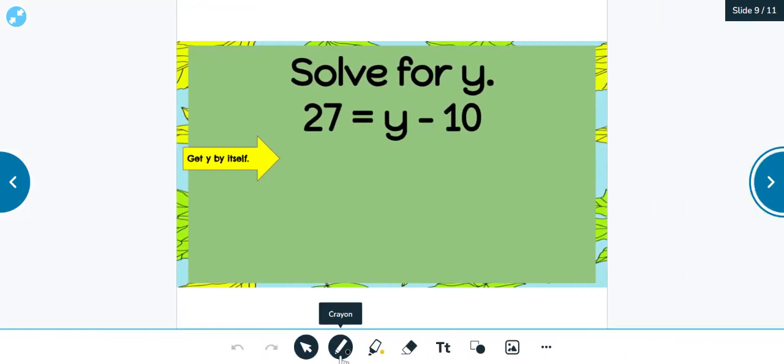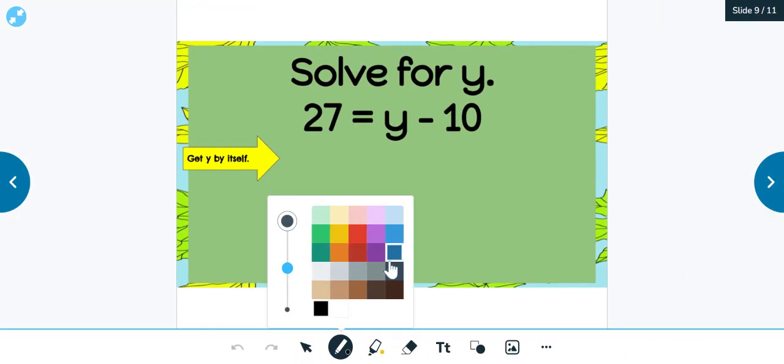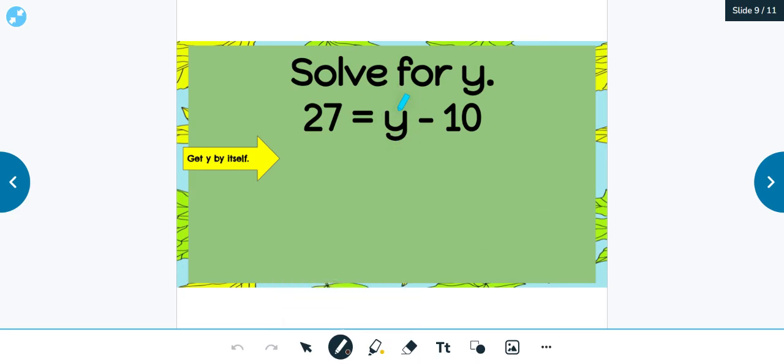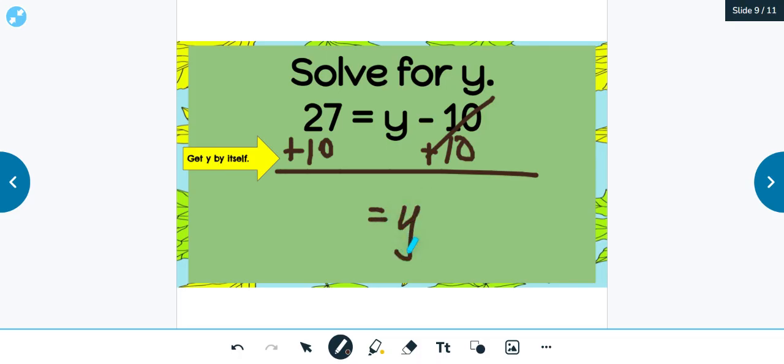Solve for y. Okay, so we're going to do the opposite of what we see going on, and this one works out. We're going to try to isolate that variable. You hear that word a lot, isolate. That means to get it by itself. We want y to be by itself. We don't want this negative 10. So we're going to do the opposite. The inverse of negative 10 is plus 10. Make sure you do it on both sides. Negative 10 plus 10 is 0. So we're left with just y. y is 27 plus 10, which is 37.